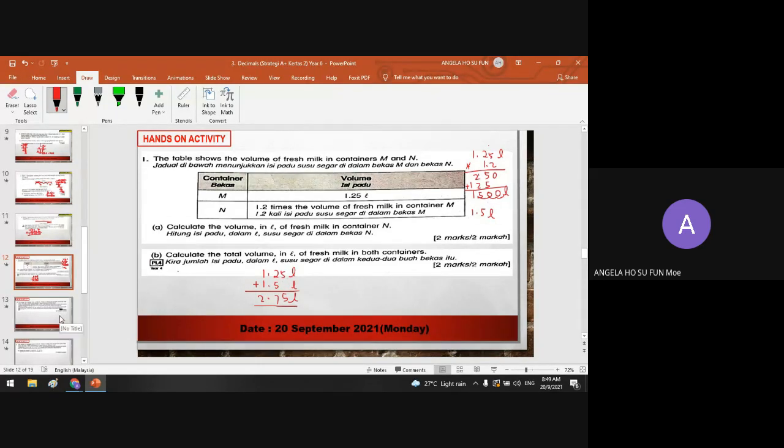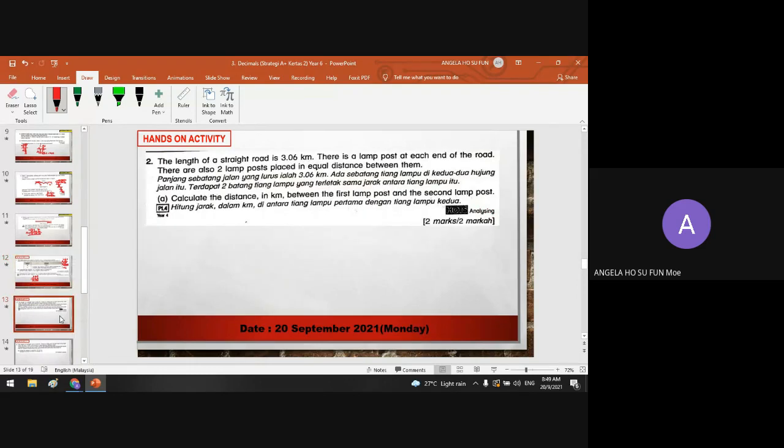All right, let's see question number 2. Now we read the questions together and you answer it. I give you time to do it. The length of the straight road is 3.06 kilometer. There is a lamp post at each end of the road. There are also 2 lamp posts placed in equal distance between them.